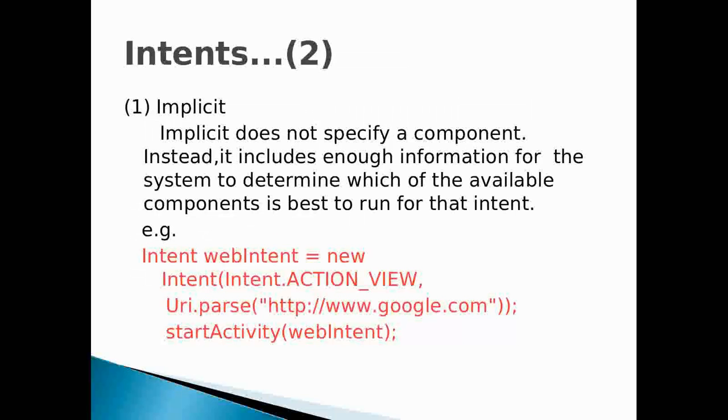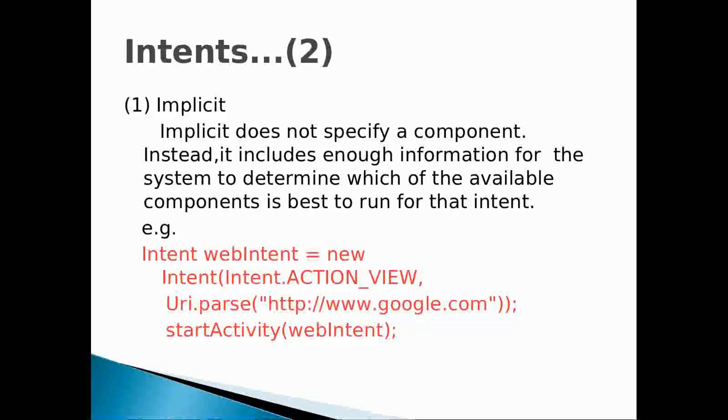What are implicit intents? Implicit does not specify a component. Instead, it includes enough information for the system to determine which of the available components is best to run for that intent. Some examples of implicit intent are making a call, launching a Google Map, opening an SMS app, and starting a search in the internet. Below is the code snippet of implicit intent.